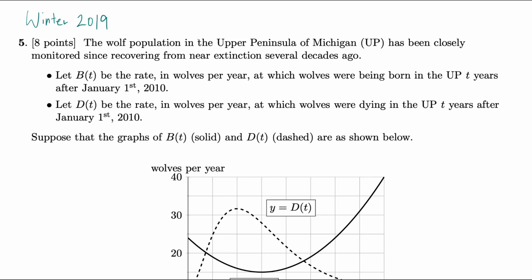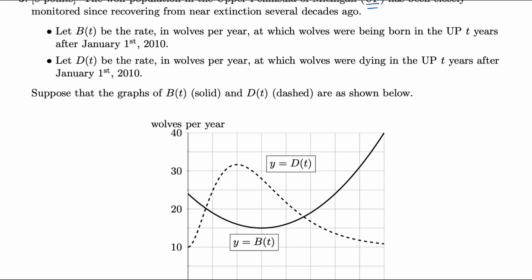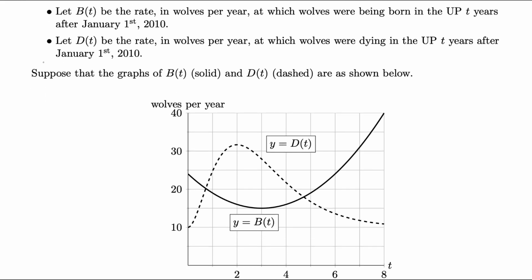The wolf population in the Upper Peninsula of Michigan, denoted UP, has been closely monitored since recovering from near extinction several decades ago. Okay, so here we are given two different rates. This is one of the standard rate in and rate out problems, where you're given two different rates of change. Here you're given the rate of change at which the wolves are being born, and the rate of change at which wolves are dying.